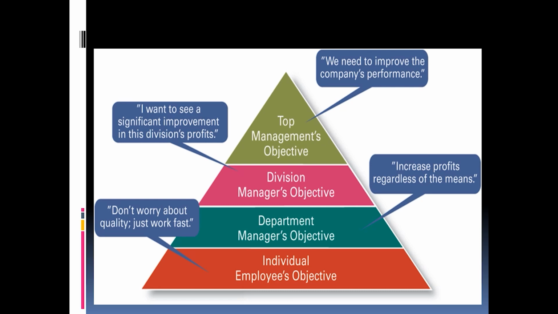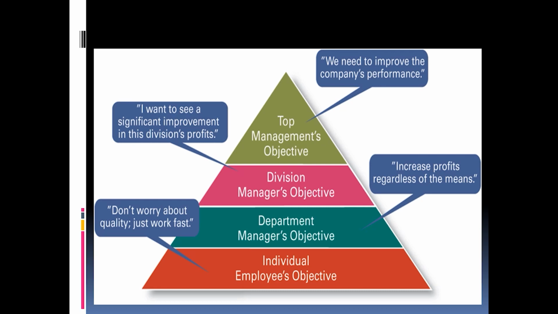And it says that you need to improve the company's performance. Now, it's very, very contextual. It is definitely not specific in nature. So the moment this kind of an objective or a goal is made at the top level, it percolates down to the division or the department level. You see statements like, I want to see a significant improvement in this division's profits, or, increase profits regardless of the means. Now, these kinds of statements can be interpreted in multiple manners, so there is definitely no clarity. The vision is there, but it is not clear.